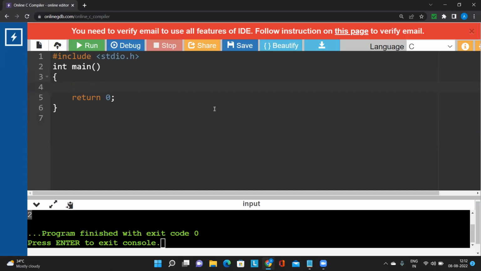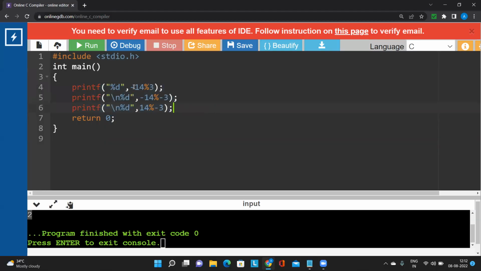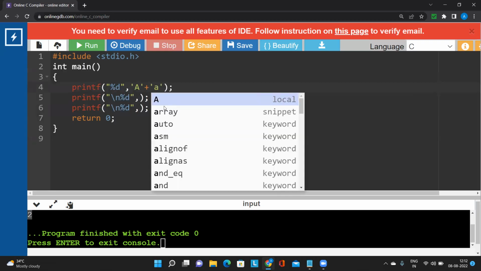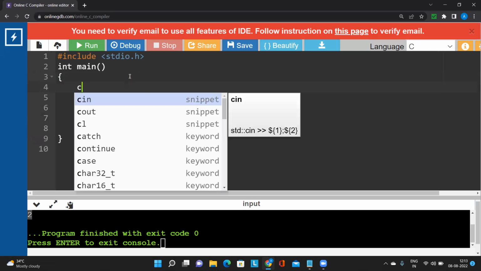Say for example, I am just taking this. Here, I am saying 'A' plus 'a'. What is it that I'm saying? 'A' is a character. This is a char. Why? Because it is a single character enclosed within single quotation marks. This is also a char. So I can use it like this, or else create variables, no problem.